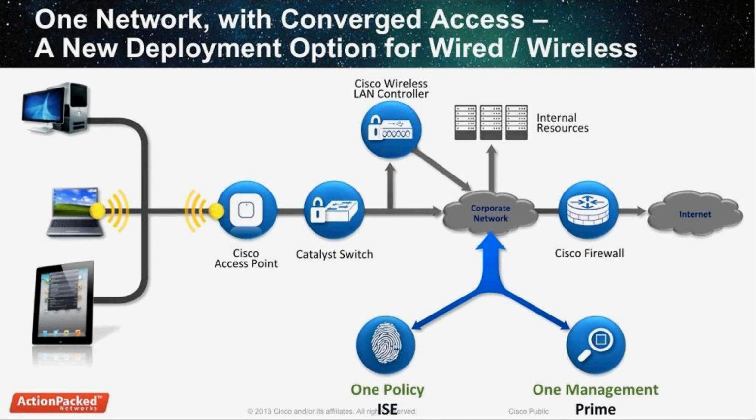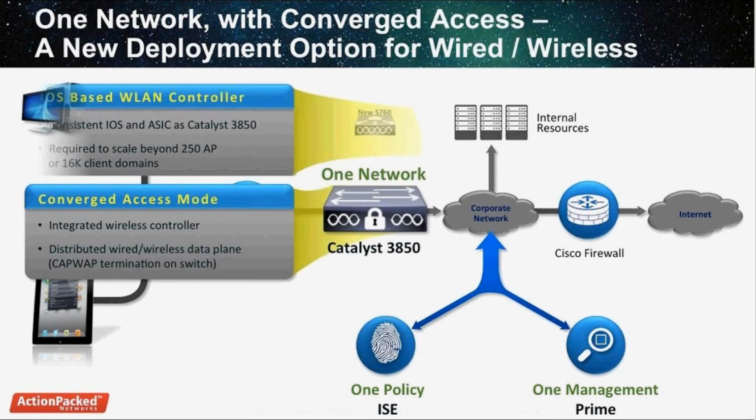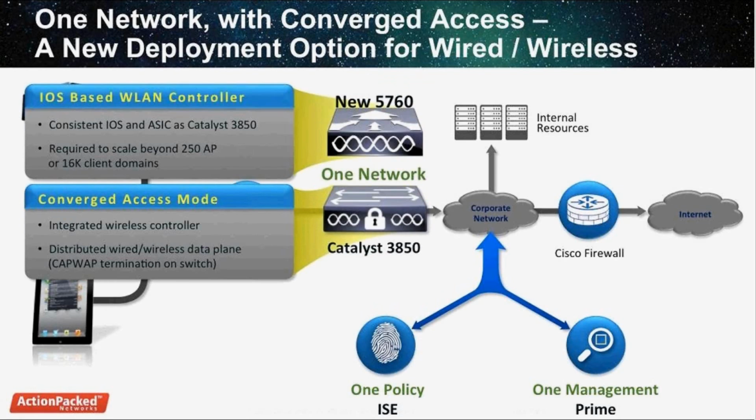So we have one policy using the Identity Services Engine, and we have one management using Cisco Prime. And all of them can be handled using these two IOS-based switches that we have, the 5760 and the 3850. Both of them use the same ASIC, or the same hardware, and have the same interface.